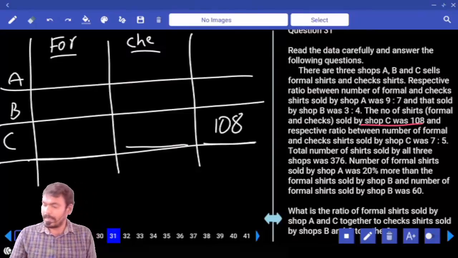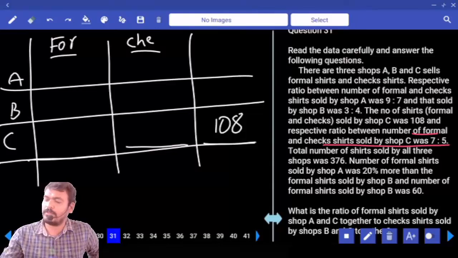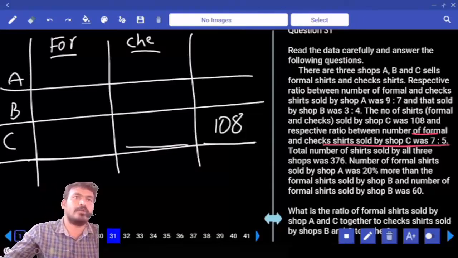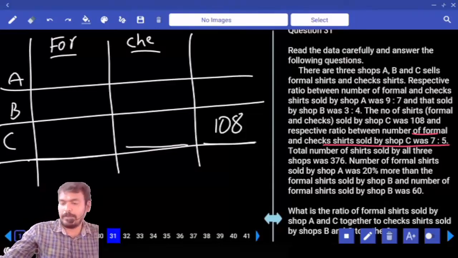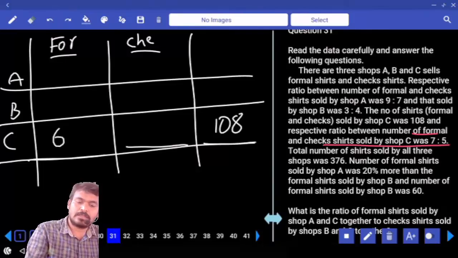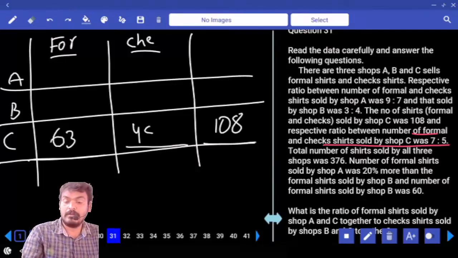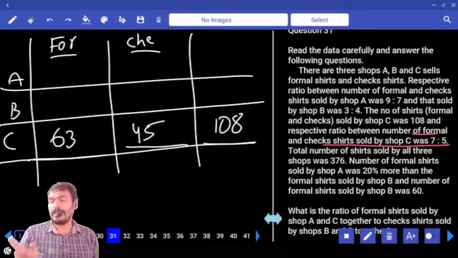108. Next, and one more, formal and check shirts sold by shop C, what is the ratio? 7:5. Total how many parts? 12 parts. 12 parts is 108. Every one part is 9. 9 sevens are 63. 9 fives are 45.